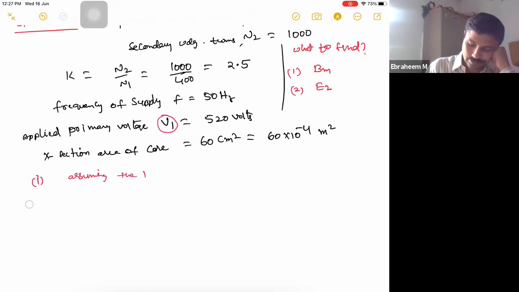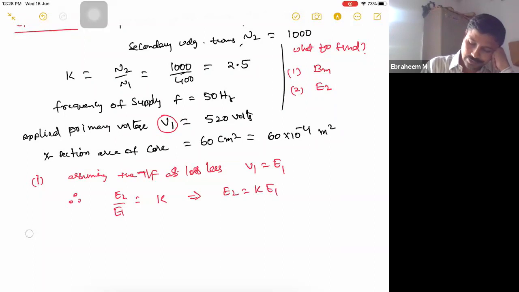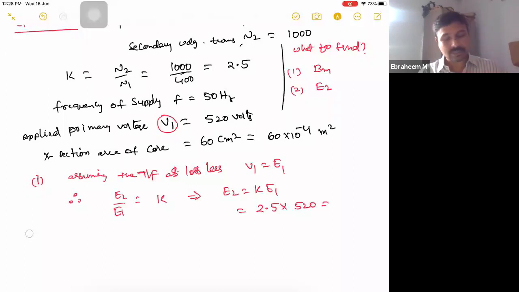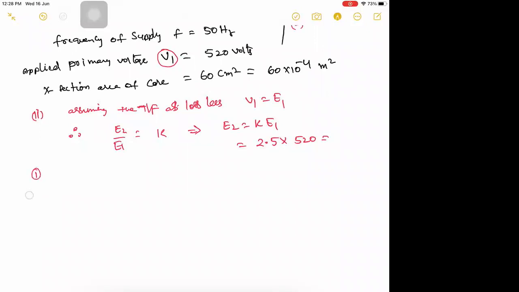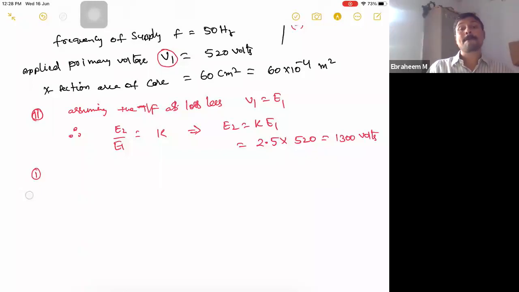Assuming the transformer as lossless, we have V1 is equal to E1. Therefore, E2 by E1 is equal to K. So that implies E2 is equal to K E1. That is 2.5 into 520. Tell me the value. This is the second one. So 1300 volts.